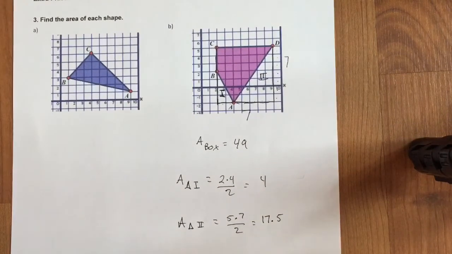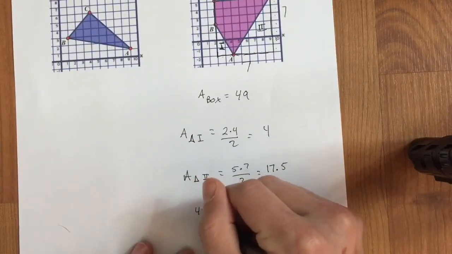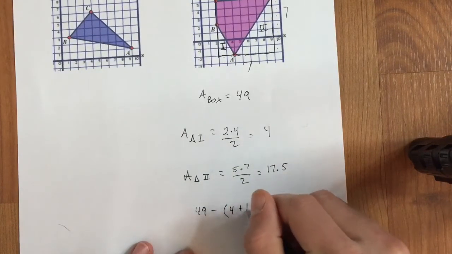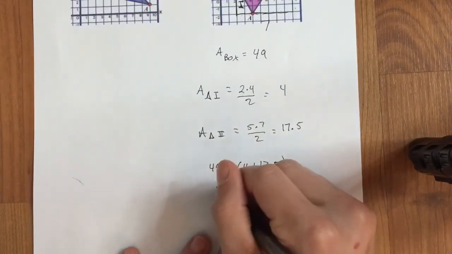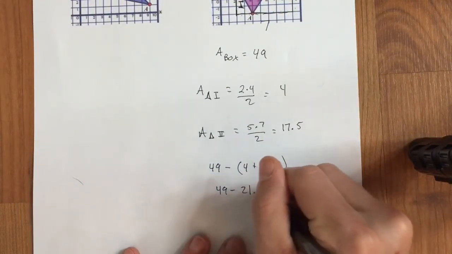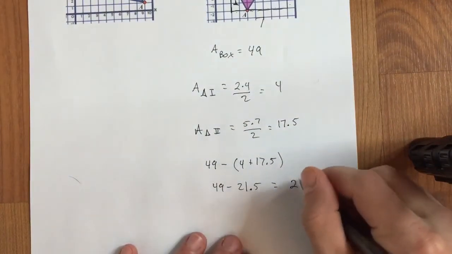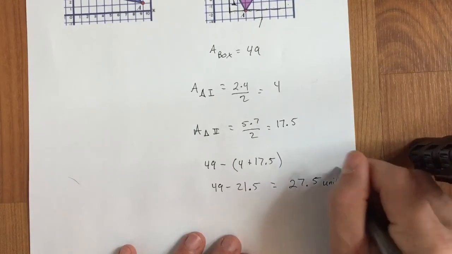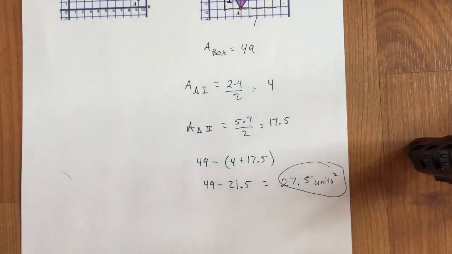So to find the area of that purple figure using the box method, we are going to subtract 49 minus 4 plus 17.5. And our final area will be 49 minus 21.5, which simplifies to be 27.5. And we'll put on units squared because we are calculating the area. Alright guys, now take what you learned today and apply it to some of the practice problems on the homework.